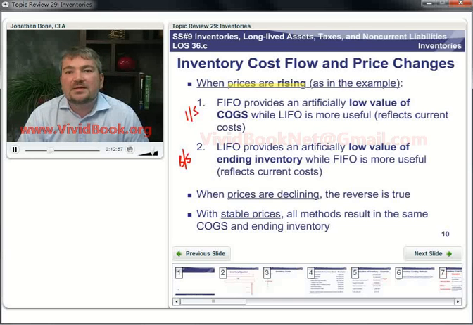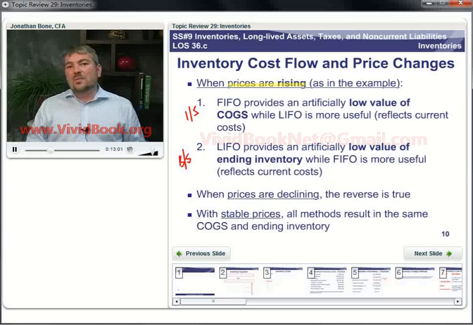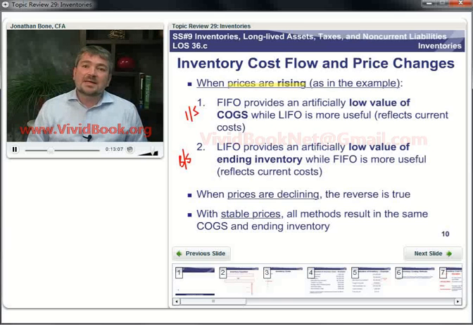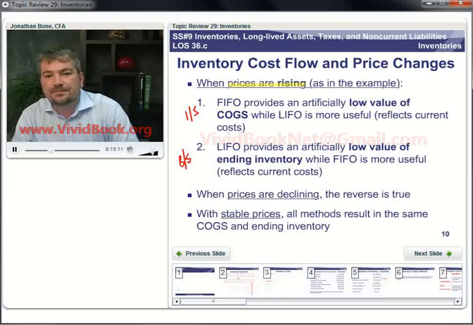Notice when prices are declining, the reverse would be true. If you were to have stable prices, i.e. no inflation at all in your purchase prices, then FIFO, LIFO and average cost would give you exactly the same cost of goods sold figure and exactly the same ending inventory figure.